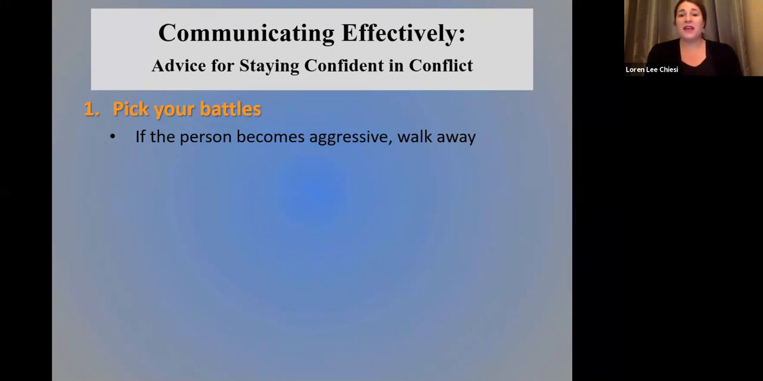So if this starts to happen, just walk away, leave the conversation, and you can tell somebody, oh, we can talk about this another time. I see that you're becoming frustrated, or I'd prefer to talk about this at another time when we're both more calm. These are different ways to just get out of the battle, pick the battle.